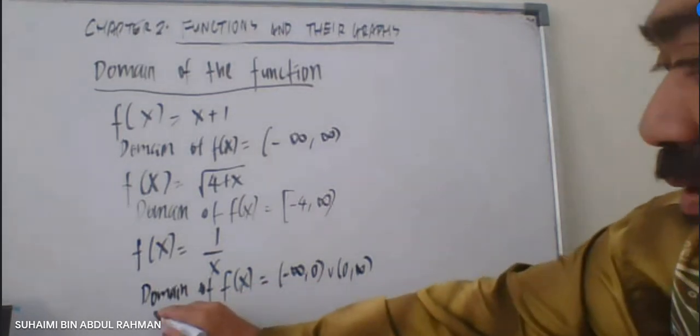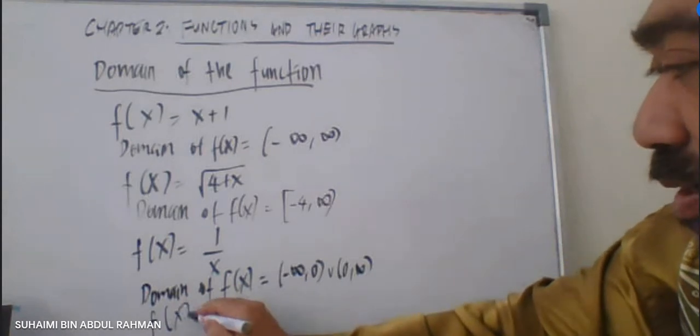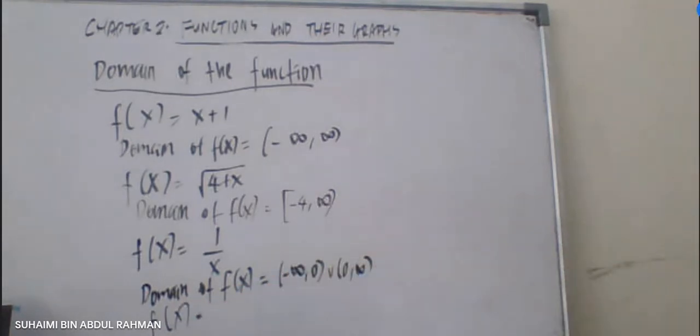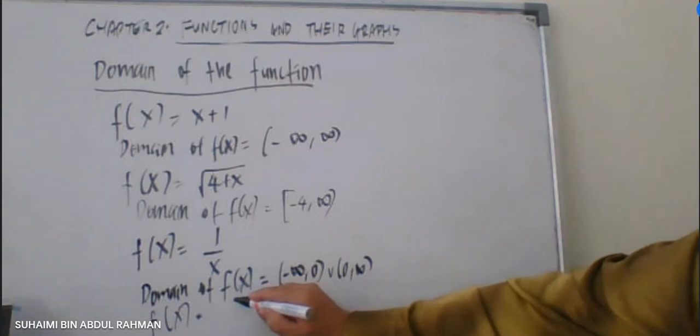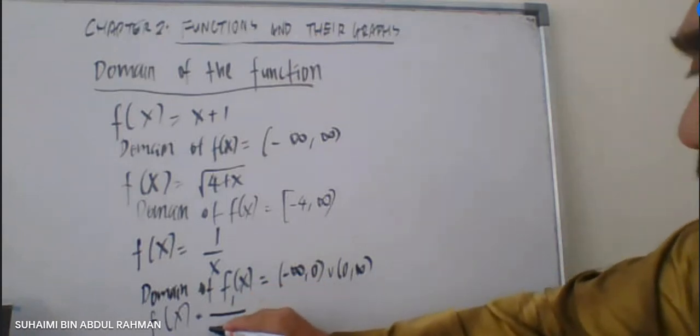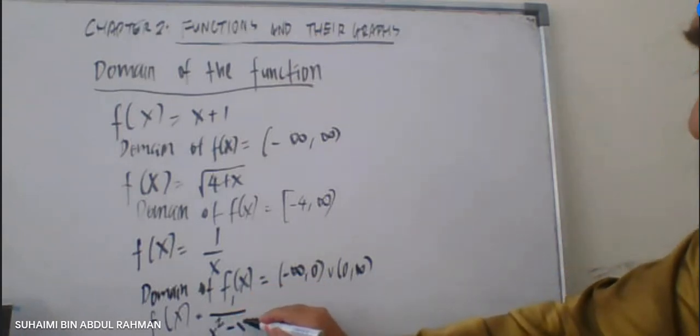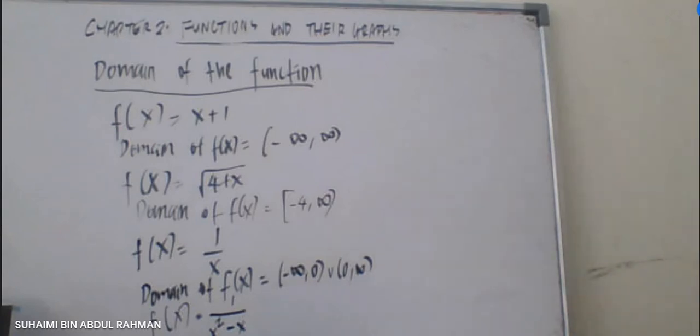Let's say the function is the function of 1 over x squared minus x. What is supposed to be the domain of this f(x)?